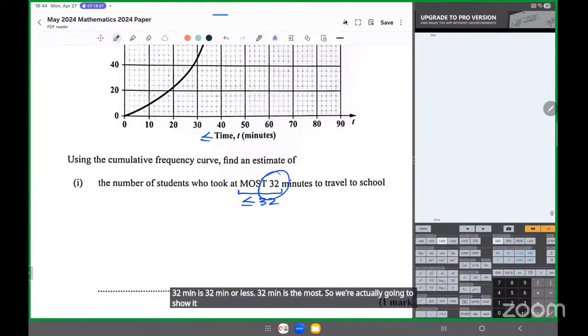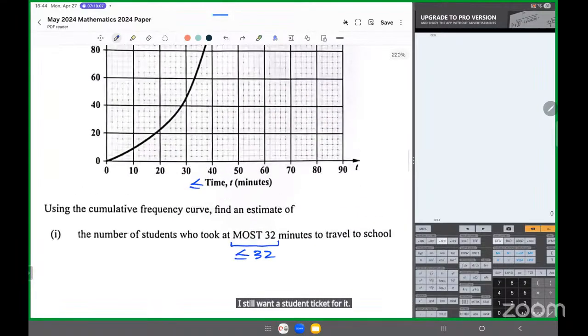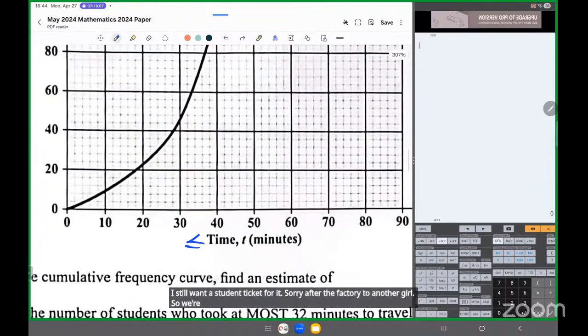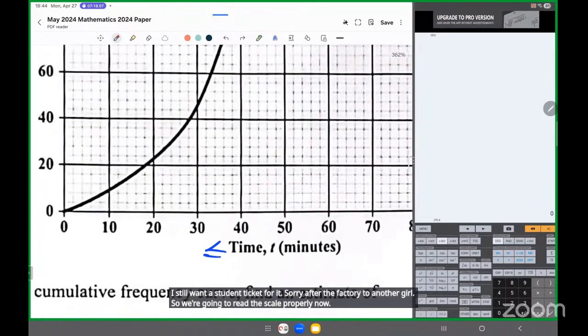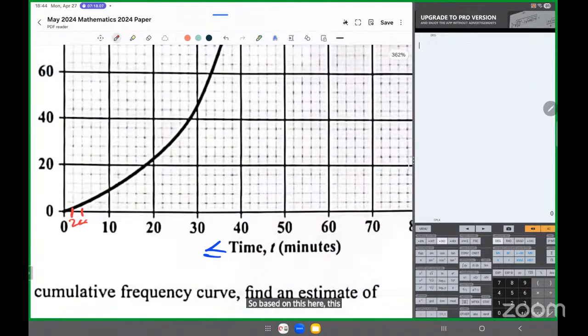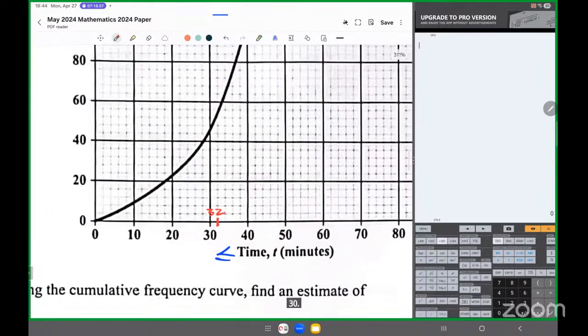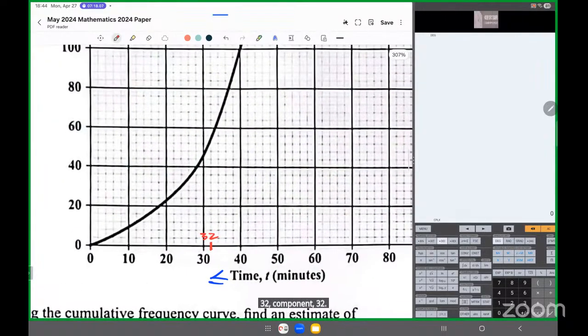So you just find 32 on the graph and see how many students you get for it. That's all you have to do. Find 32 on the graph. So we're going to read the scale properly now. Based on the scale, this is 2, 4, 6, 8, 10. So every one of those millimeter lines is 2 units. So 32 is right here, isn't it? That's 32, right? So you come up that 32 line till you reach the graph.